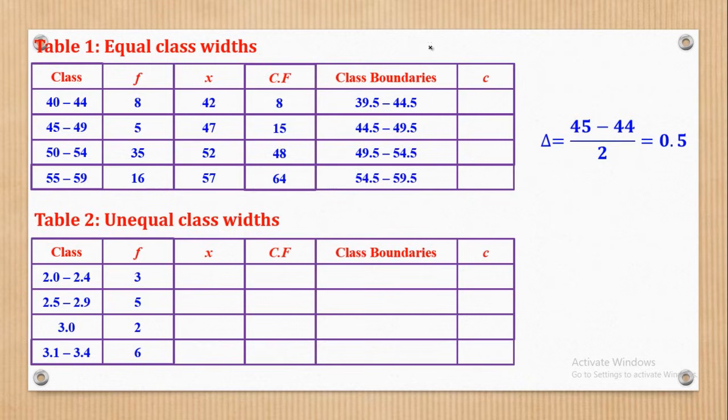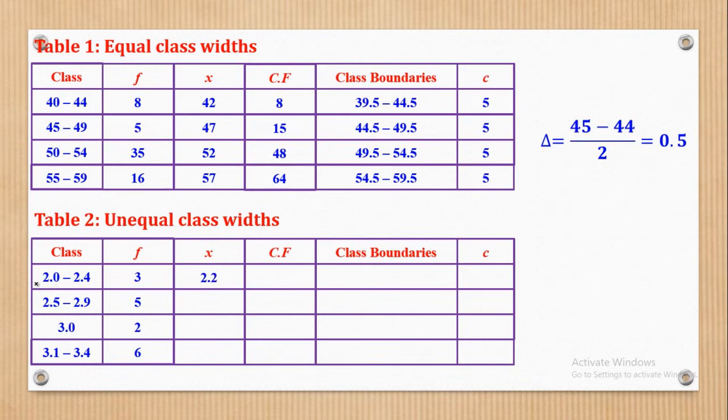Then class width is got from class boundaries. So this minus this gives you 5, this minus this is 5, this minus this is 5. Because these values are the same throughout, that is why we call it equal class width. Now this table 1 is the only table we used to do in O-level, but in A-level we add on other types of classes. So like in table 2, which has unequal class width, how do we deal with that?